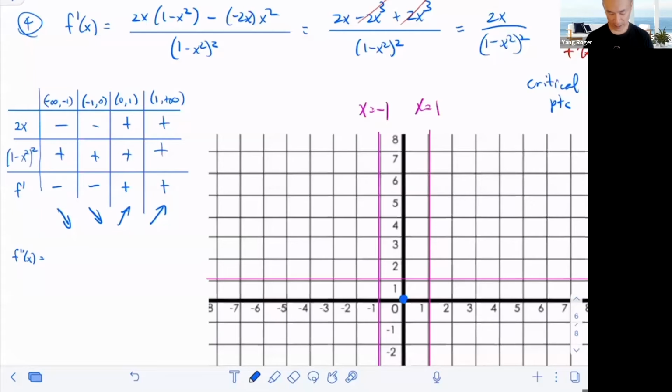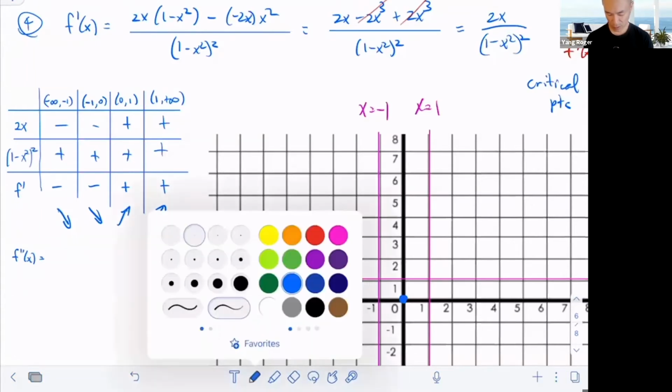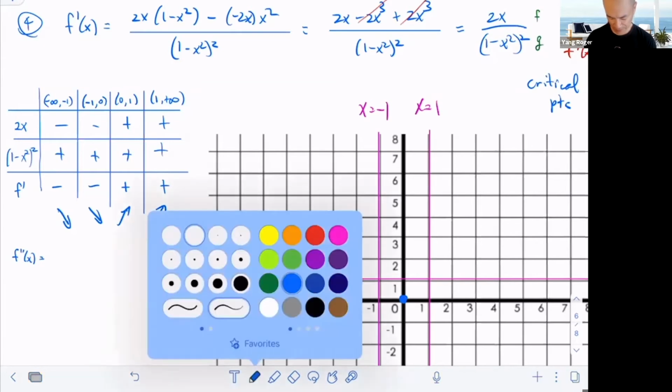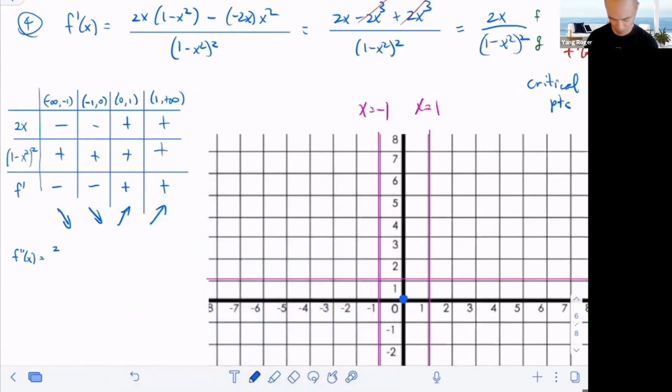All right, let's take a look at this. So we still need to use the quotient rule. This guy up here is F and this guy down here is G. You take the derivative at the top, and you're going to get a 2. You keep the bottom thing, which is (1 minus x squared) squared.